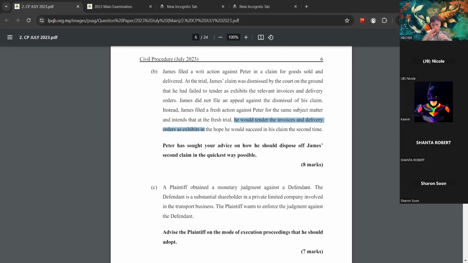Now, we come to how to apply to strike out, Order 32 Rule 1. Notice of application in Form 57, supported by affidavit. That is the end of your answer. Is that okay?